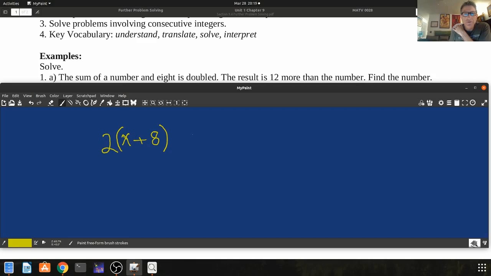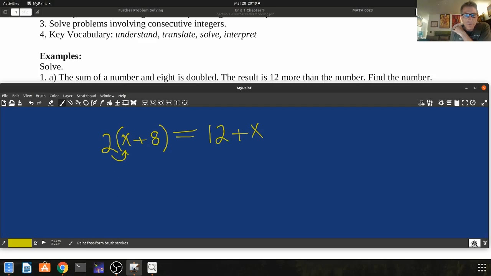Then it says the result is. So the words the result is translates to an equal sign. 12 more than the number. So more here means addition. 12 plus x. So that's pretty much a direct translation. So the last thing we're asked is to find the number. So again, this is just an easy problem for us to solve. We've solved many like it before.